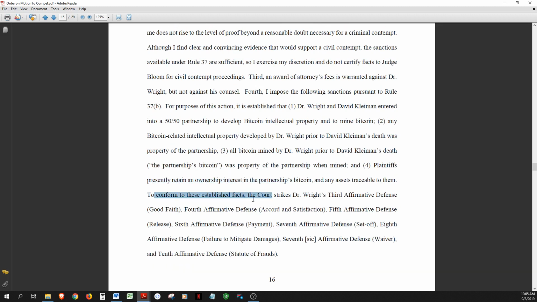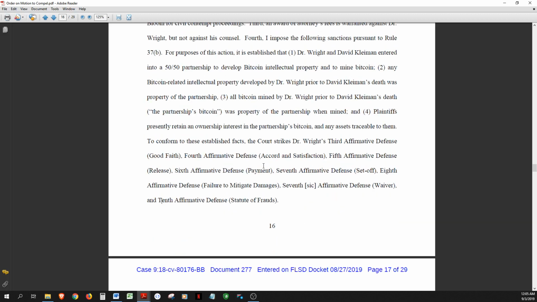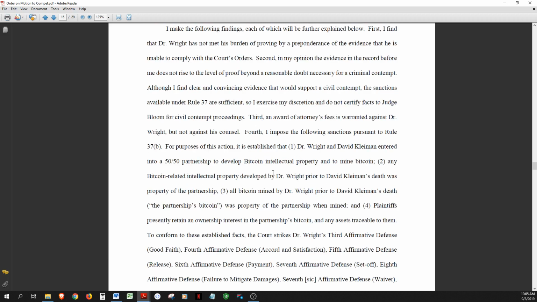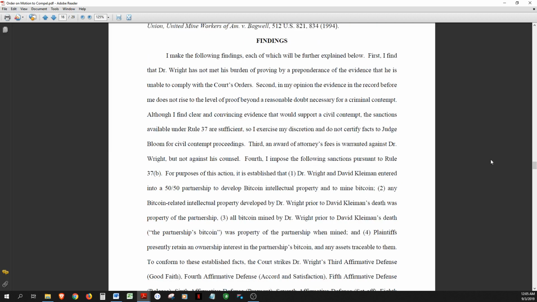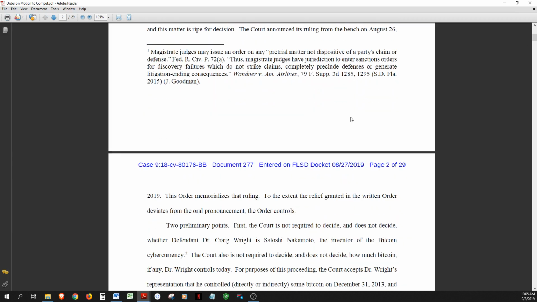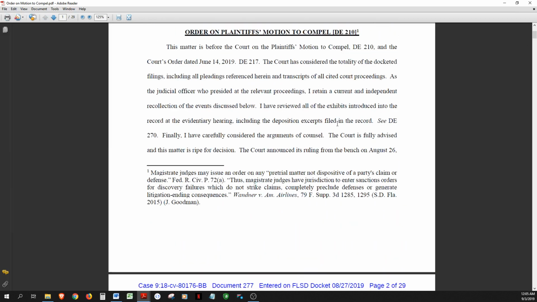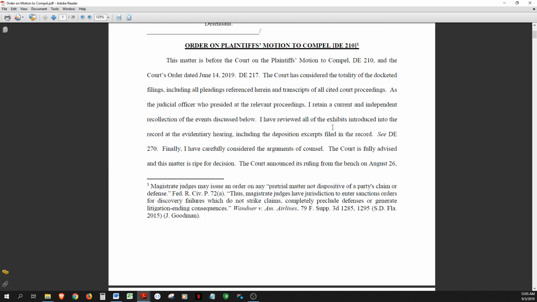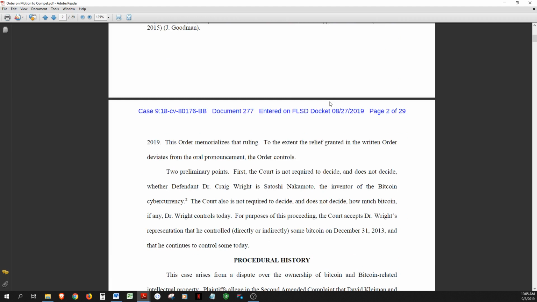To conform to these established facts, the court strikes the third affirmative defense, fourth affirmative defense, fifth, sixth, seventh, eighth, ninth, technically, because they said seventh twice, and tenth affirmative defense. So a lot of his defenses were stricken and certain facts established. There is one part in this order, I don't recall exactly where it was, but the judge says, I don't find the sufficient evidence necessary to state who, in fact, invented Bitcoin.